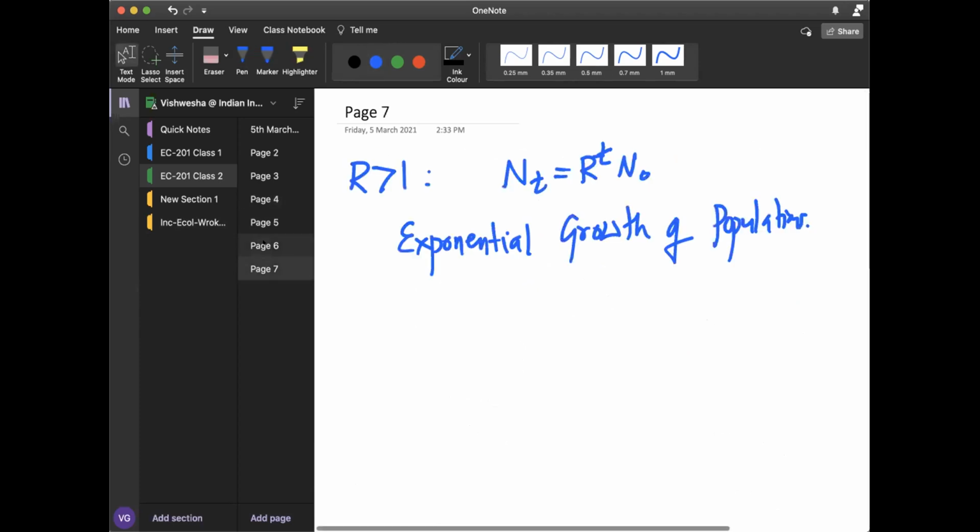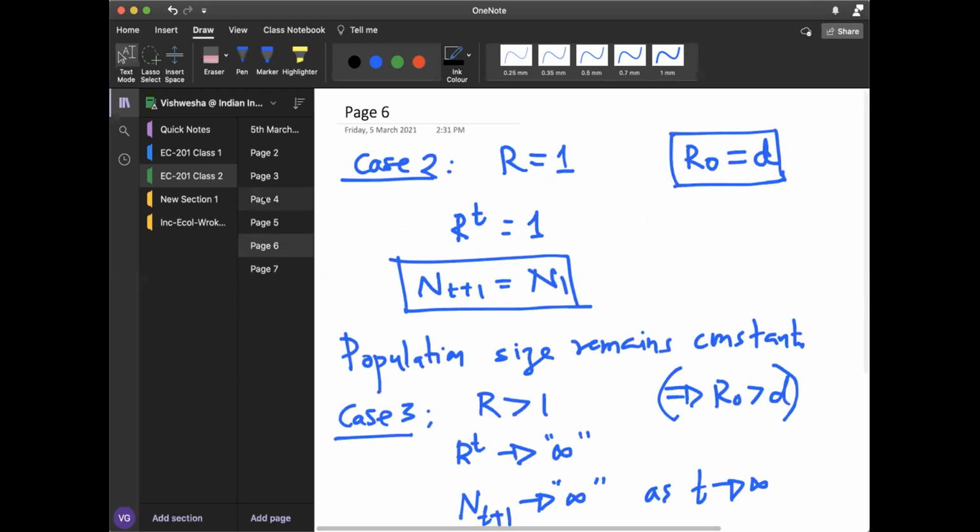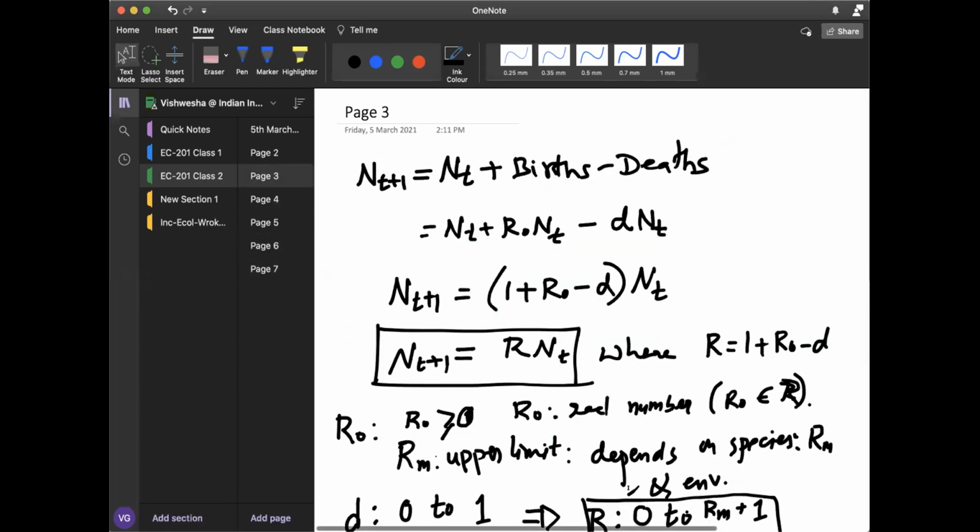Sir? With respect to R M that you had mentioned as the upper limit of the species, the birth rate, I had one confusion. That is not considering the carrying capacity of the environment. It is just considering factors like gestation period, etc. Right? You are right, absolutely right. Let me see if I did consider it or not. Okay, I wrote R M as an upper limit that depends on the species and environment, right?